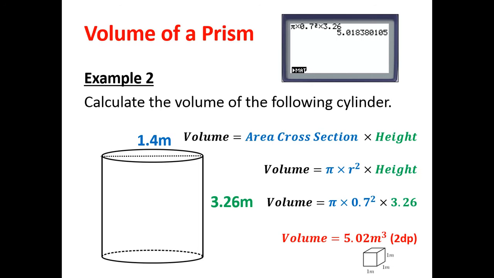Again, I'd need a large cube of 1 meter by 1 meter by 1 meter, and this cylinder would take up just over 5.02 of these big cubes.